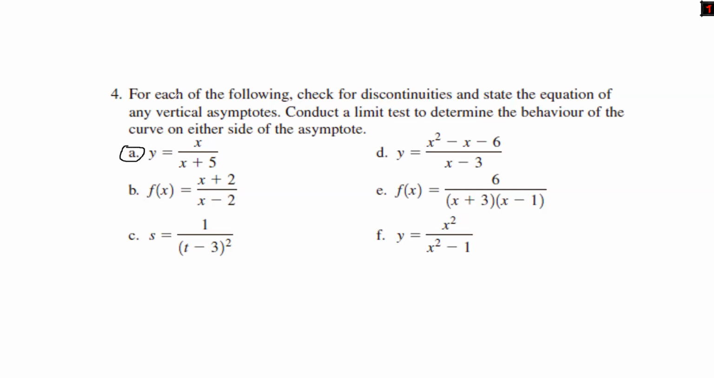Okay. Check for discontinuity. Now, which one should I solve? Okay, so A. We're trying to find the vertical asymptote. Can you remind me what the discontinuity is? Discontinuity is when a function does not exist at a point. So check for discontinuities, basically find when the function is undefined. Okay, I'll try. So the vertical asymptote would be x equals -5.